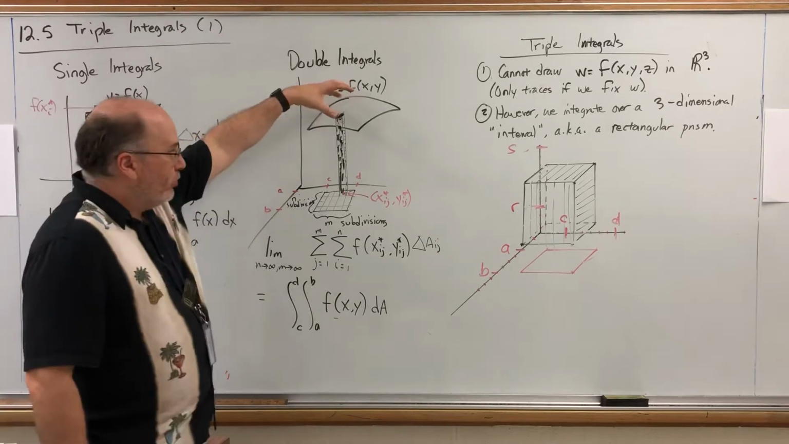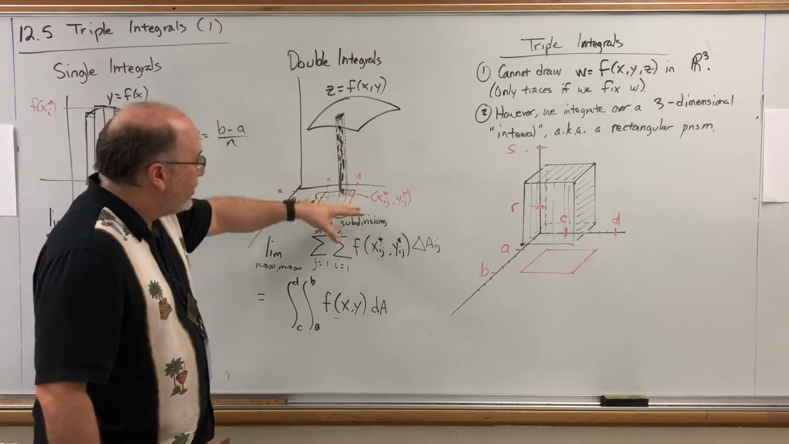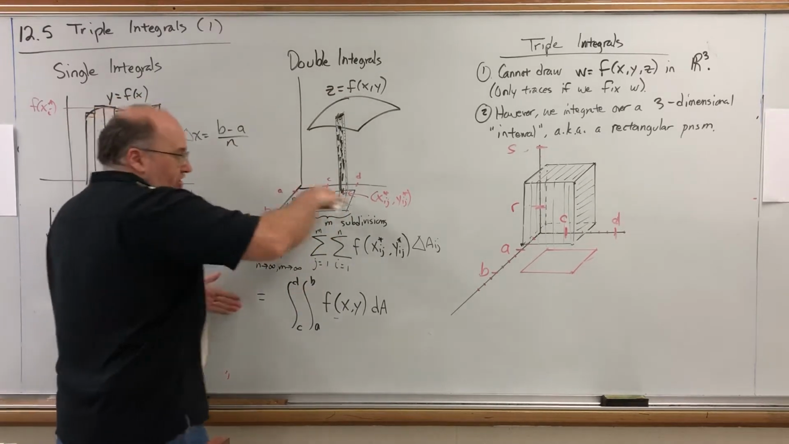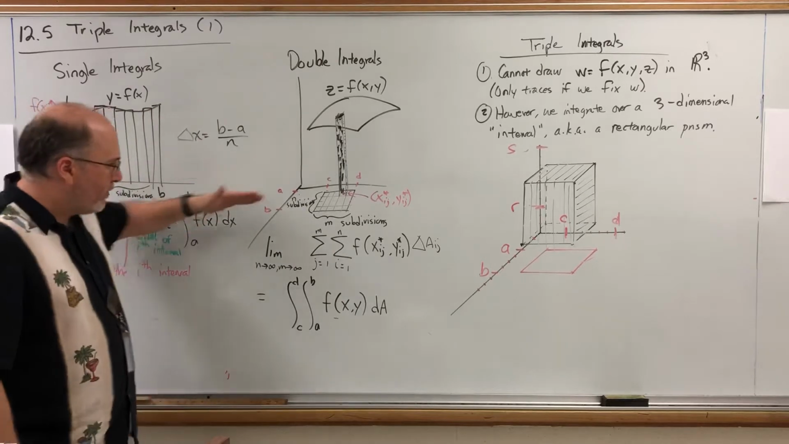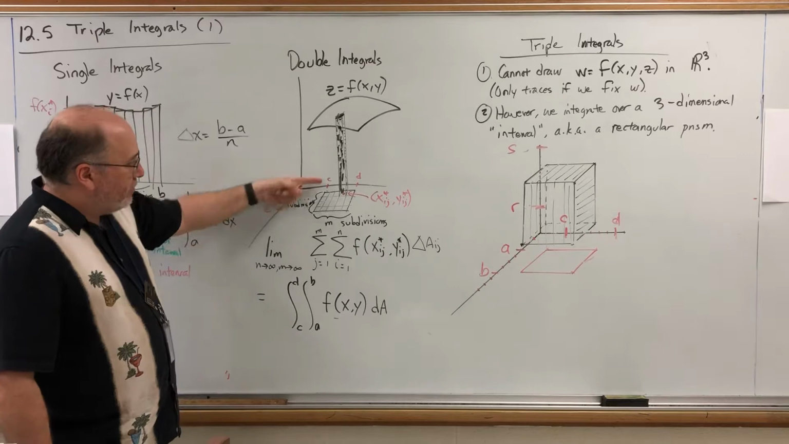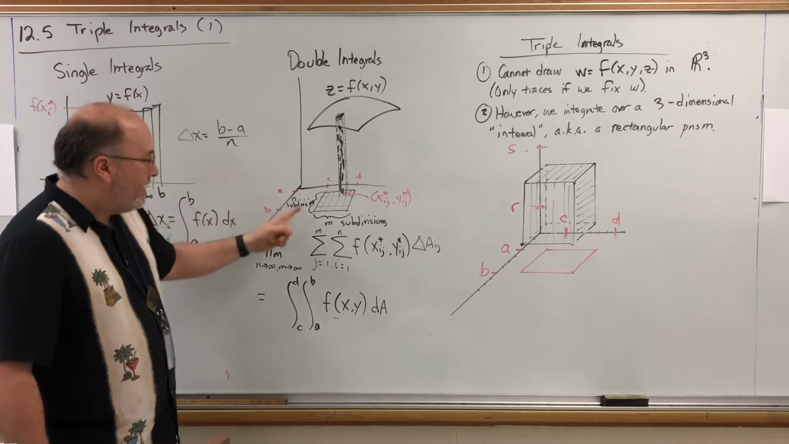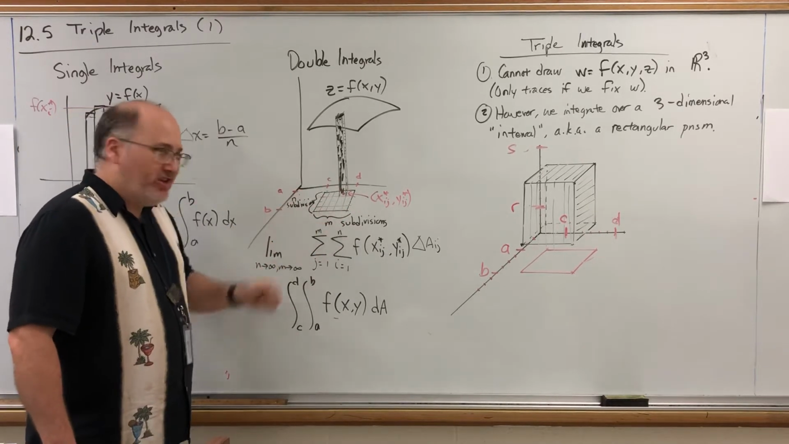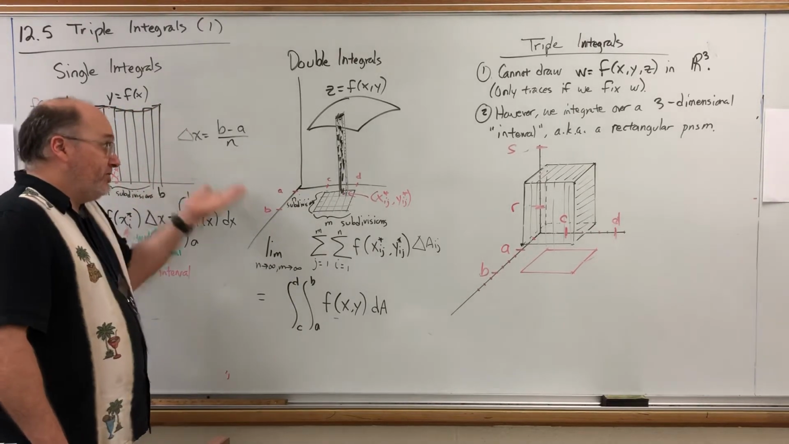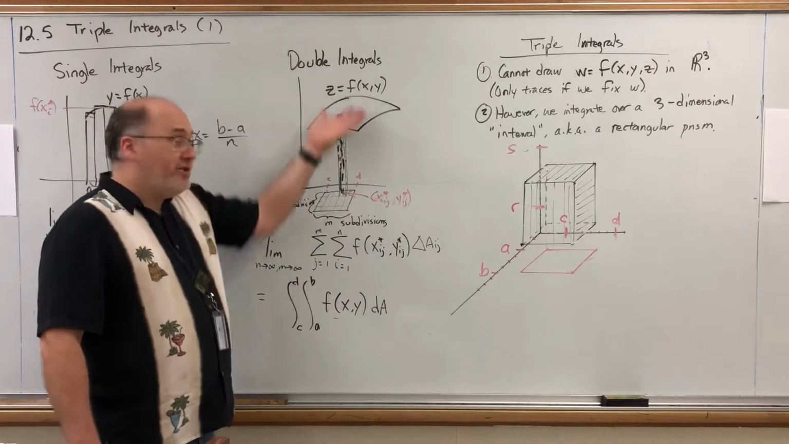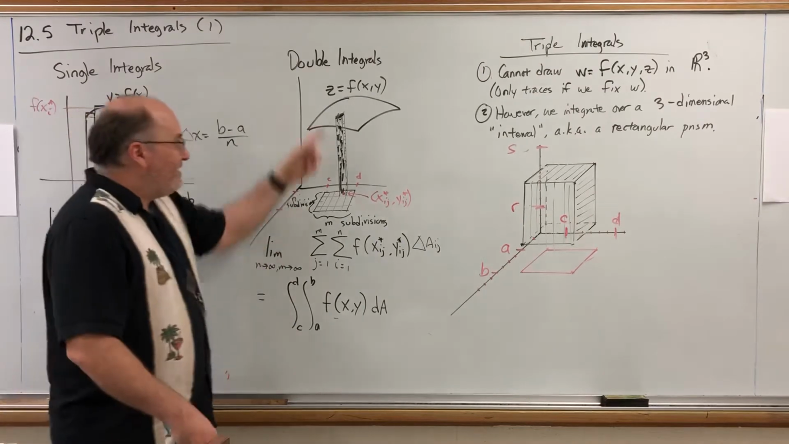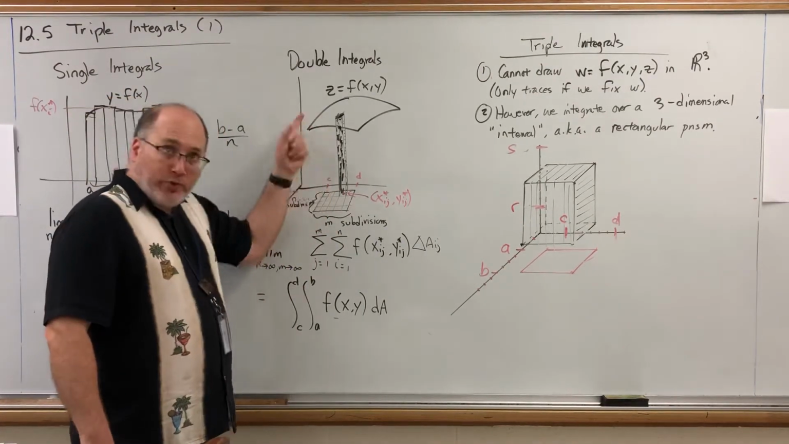In order to estimate the volume underneath this surface, but above this rectangle, you could partition this rectangle in both directions, in both the x direction and the y direction. We're going to call the number of divisions in the x direction n, and the number of divisions in the y direction m. And then to set up an approximation of the volume underneath the surface, instead of setting up rectangles, we bumped it up a dimension and set up rectangular prisms.